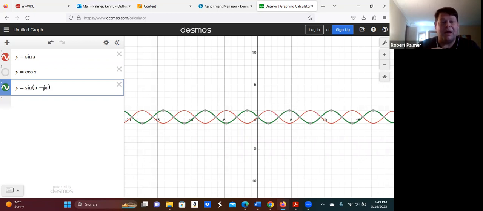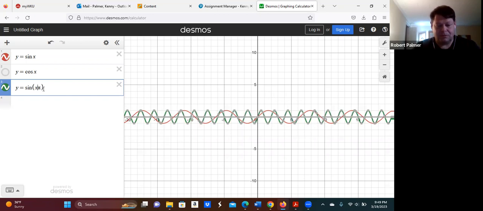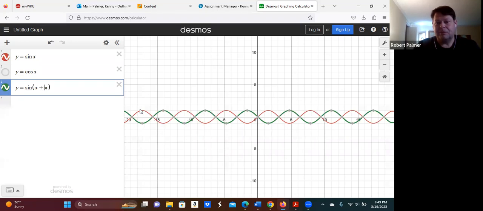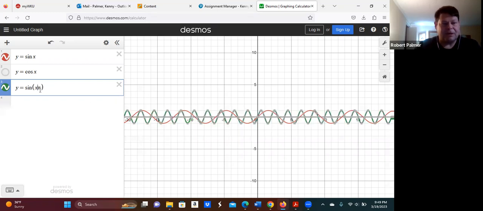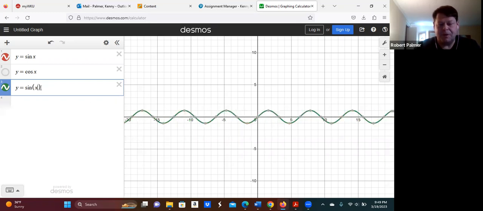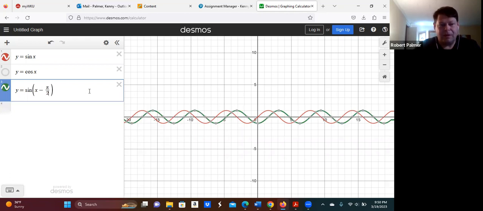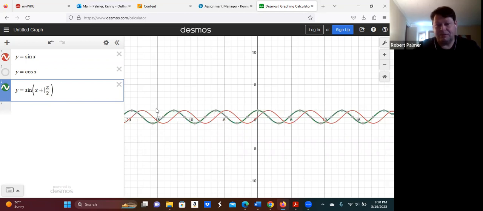If I put a plus, then it takes that and shifts it to the left. It might be better to do something besides pi, so let's do pi divided by 2. So minus pi divided by 2 is shifted to the right. But if I make this a plus, it shifts that to the left. It's a little hard to see here.